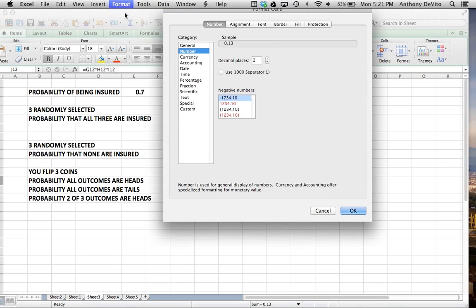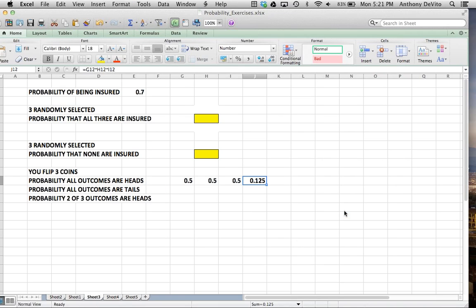We know that it's 1 out of 8, and 1 out of 8 is another way of saying 0.125. Yep, thank you. I hit the wrong function key there. Instead of shift star, I hit command star. Okay, so what's the probability of all the outcomes being tails? Same thing: 0.5 times 0.5 times 0.5. You're going to get the same outcome for three tails in a row.